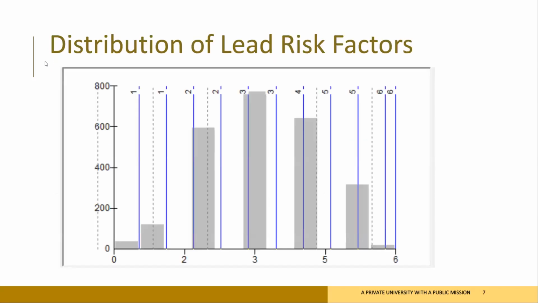This histogram here is just displaying the distribution of lead factors. On the y-axis, you see the number of tracts. On the x-axis, you see the total number of risk factors, and there's no more than 6.